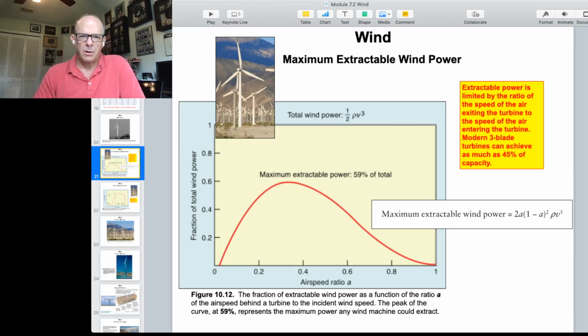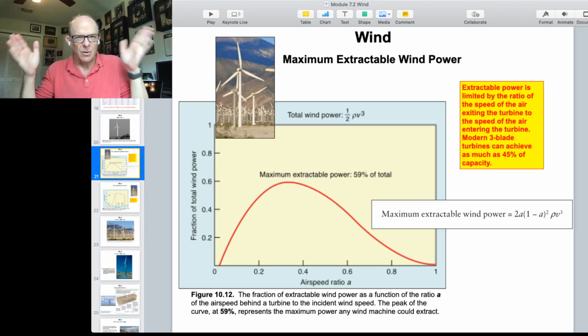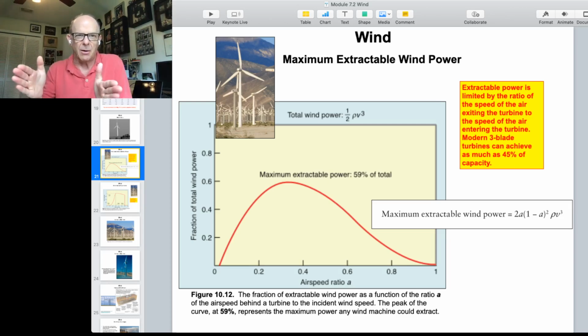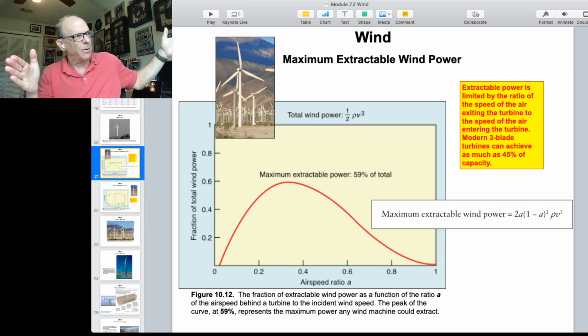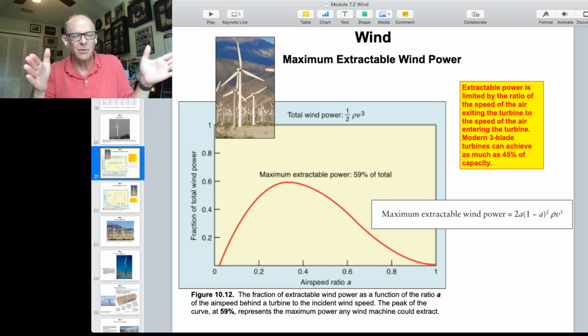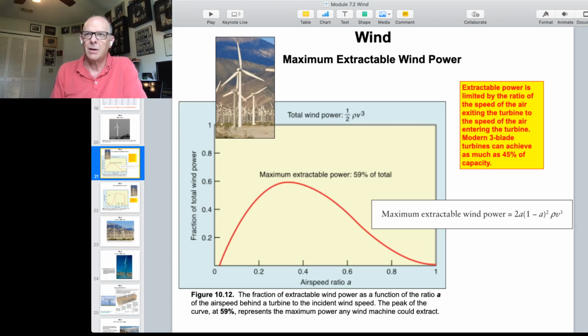For your homework, you'll need to understand this curve and the curve on the next slide, which shows the fraction of wind power that can be extracted from the wind by a windmill. We can't take all of the kinetic energy out of the wind, because if we did, that would mean that the windmill stopped the air. And then if we stop that air, it's going to be in the way of the wind that's coming along, right? So we can't actually pull all of the kinetic energy out of the air.